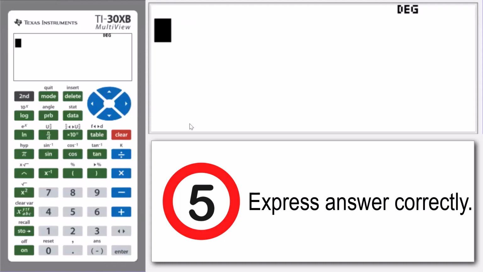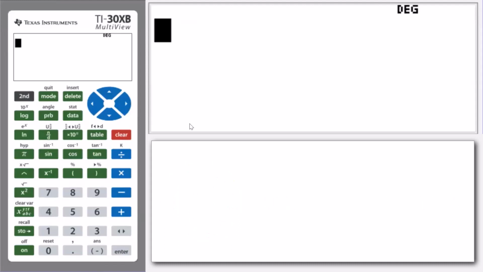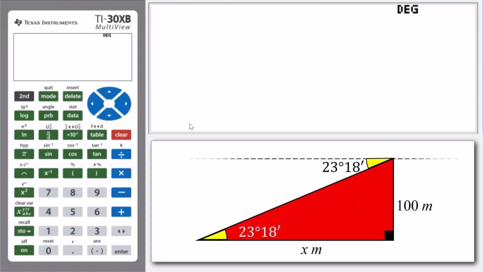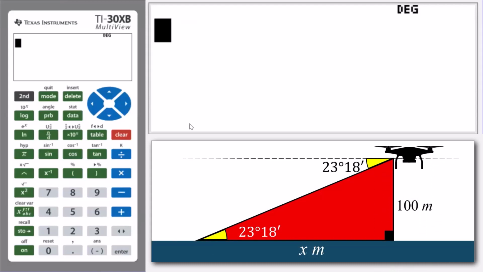So let's look at these steps in action by looking at this example. This example is dealing with an angle of depression. So let's first of all establish the example and then we'll look at what the angle of depression is. The angle of depression from a drone flying 100 meters above the water to a buoy at sea is 23 degrees 18 minutes. We're asked to find the horizontal distance from the drone to the buoy and give your answer correct to 1 decimal place.